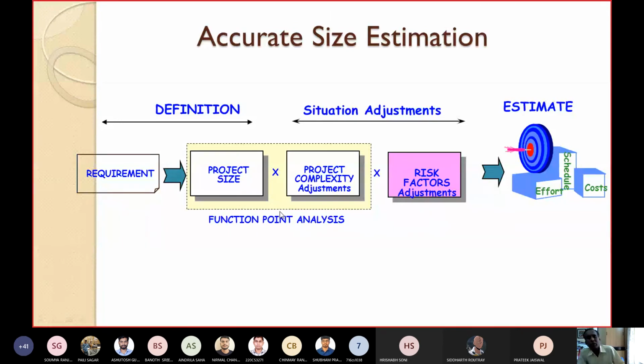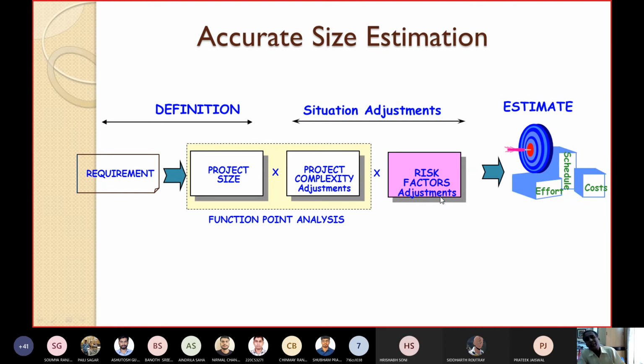So here two things we have to take, the project size and the project complexity adjustment. I have already told you the project complexity adjustment, such as whether low, medium or high. Then this project size you can compute in the form of UFP, unadjusted function points. So multiply them, you will get the adjusted function points. Then you may consider what risks are available, the risk factors adjustment.